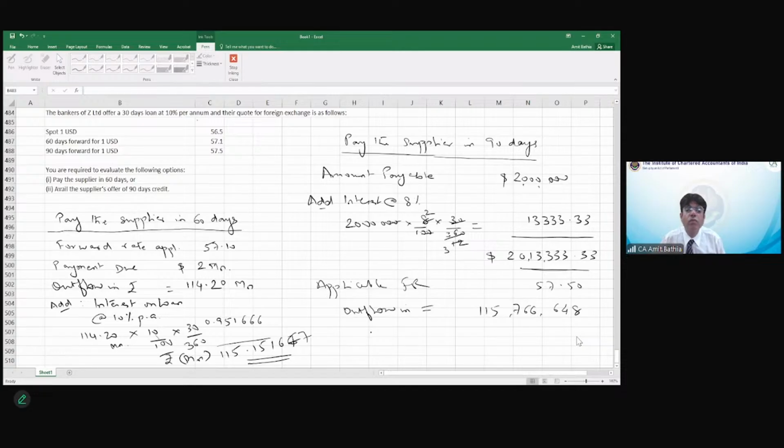So now, which one is better? Which one has a lesser outflow? It's better to pay the supplier in 60 days time, right? Yes. So I'll pay the supplier in 60 days because that will save me how much? Generally in the examination, it's always better to calculate the savings, because in most of the questions they will ask what is the incremental savings or profit or loss, etc. So what is the difference? 115,766,648 minus 115,151,667. So how much does that come to?